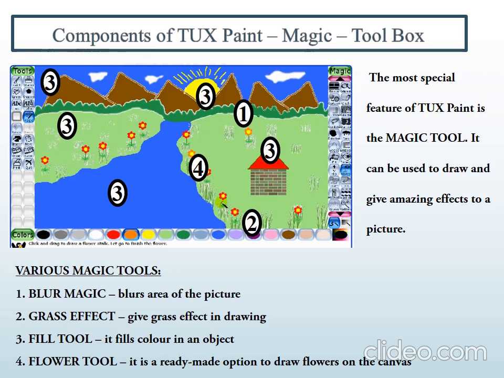Next one, the fill tool. What does the fill tool do? It fills colors in an object. Yes, it is similar to the fill option in MS Paint. Likewise, here also the fill tool will do the same kind of effect. So if you see in number 3, for the water, the greenery fields, and inside the mountains and clouds and all, I've used the fill colors and chose brown color, blue color, light green and so on, and filled these areas.